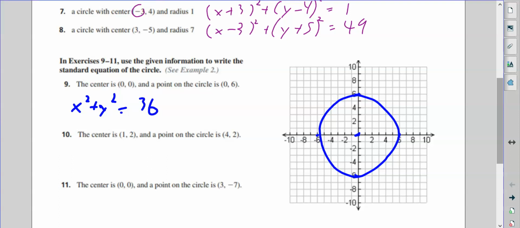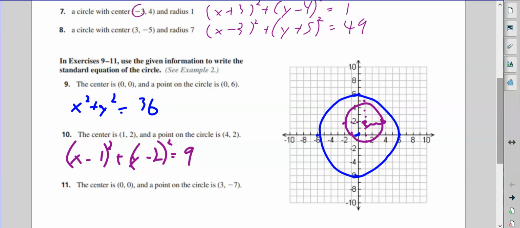Okay, I'm going to do a different color here. The center is at 1, 2. And a point on the circle of 4, 2. All right, well, that means we have a radius of 1, 2, 3. So we're going to go 1, 2, 3, 1, 2, 3, and 1, 2, 3. So again, for 1, 2, it's x, not x squared, that's silly of me. X minus 1 squared plus y minus 2 squared equals, again, we said the radius is 3, so 3 squared is 9.